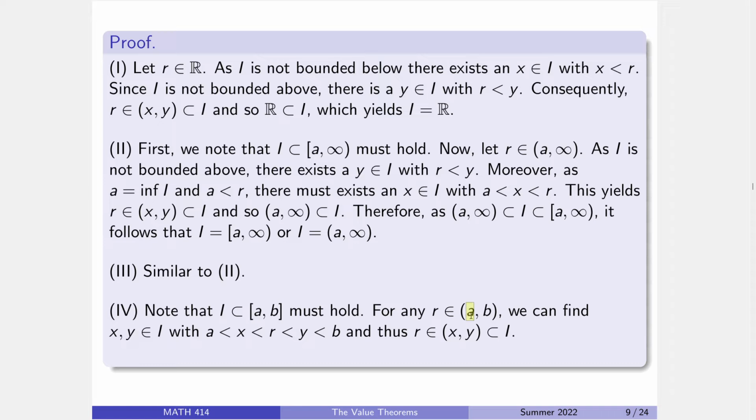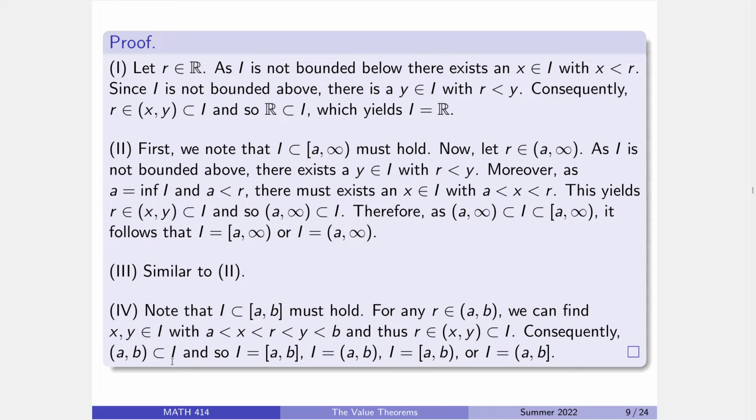So if R is bigger than the infimum, I can find something less than it that lives in the set. And if this is the supremum, R is less than it, so that means R cannot be an upper bound, so I can find something bigger than it. And thus R lives in I, so that means that the open interval AB is contained in I, which is contained in the closed interval.